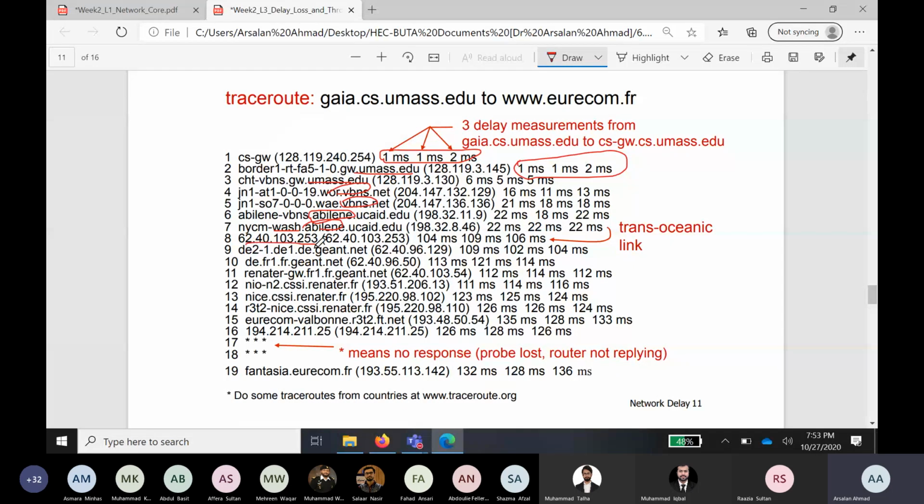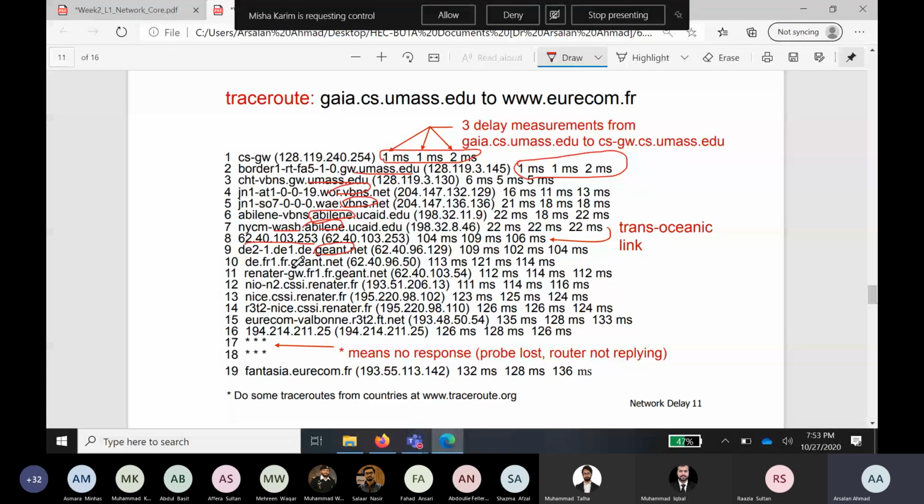We don't know the name of the router, but then on the 9th node we know that it's GEANT, and GEANT is the European Research and Education Network. Okay, I know this network as well. And then we have the GEANT node in France, and then again in France, and then we reach the destination.